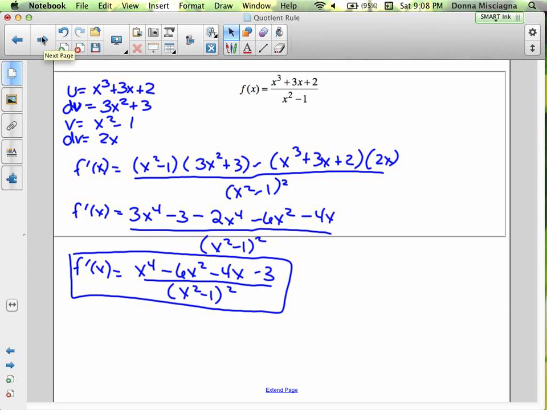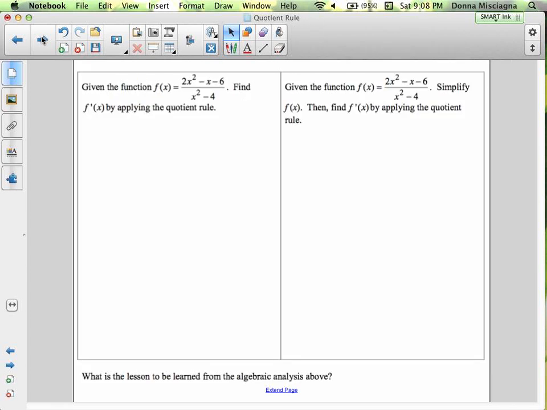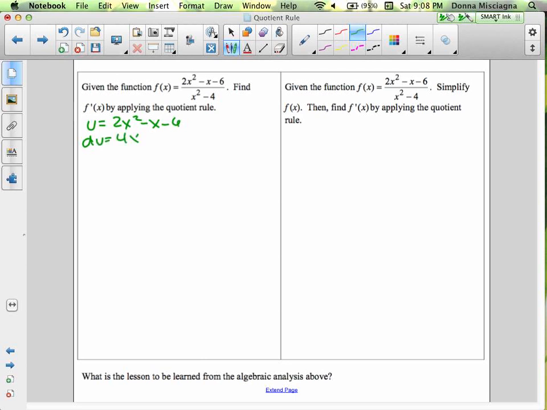All right, let's try the next one. Given the function f of x equals 2x squared minus x minus 6 divided by x squared minus 4, find the derivative by applying the quotient rule. All right, so u is 2x squared minus x minus 6. The derivative is 4x minus 1. V is x squared minus 4, and the derivative is 2x.